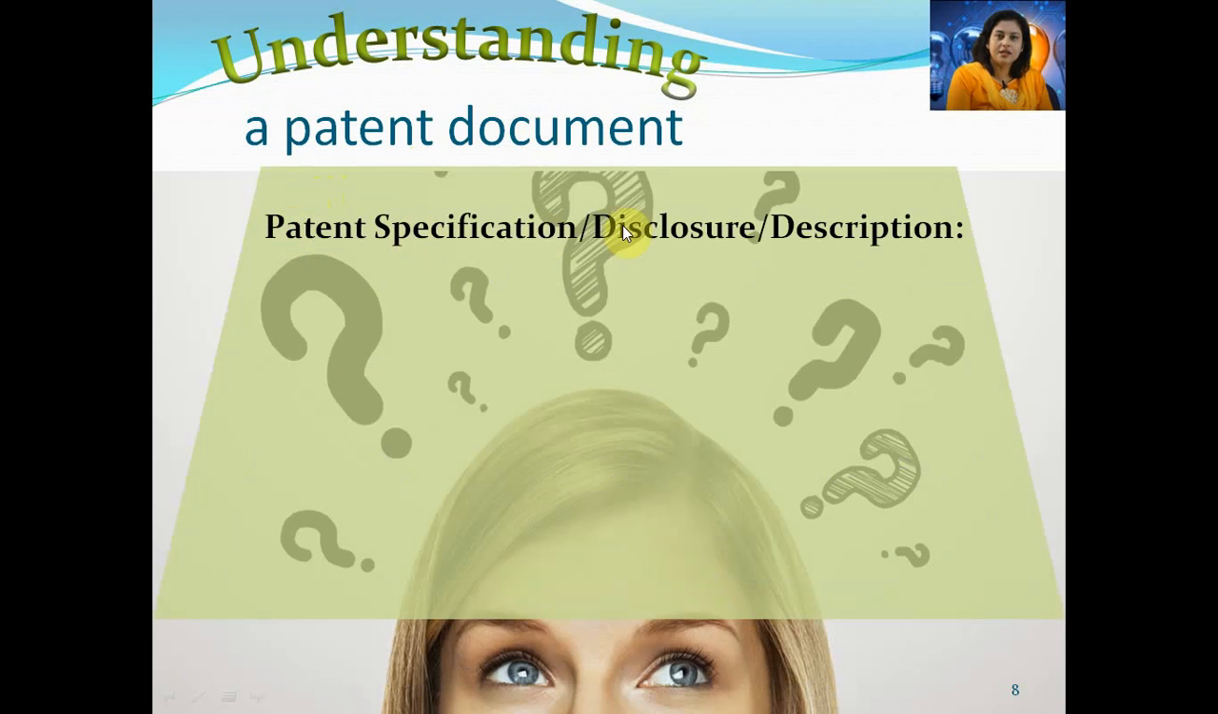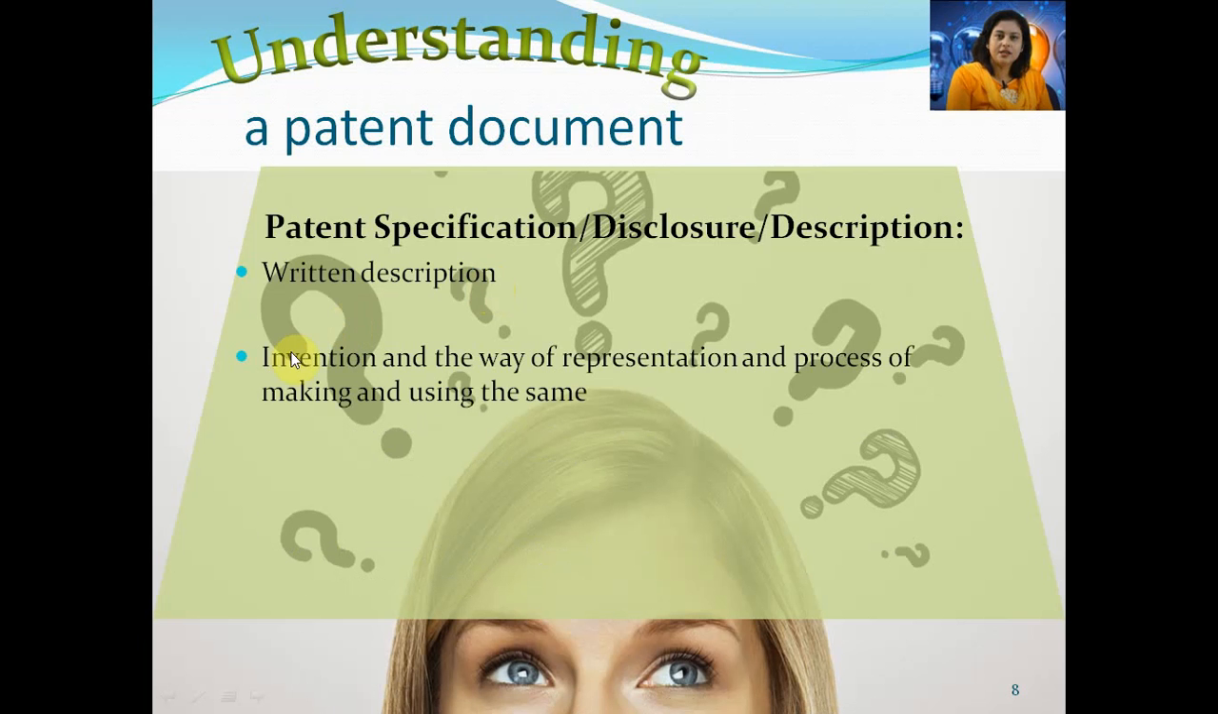Patent specification, disclosure and description. The written description followed by the front page is called a patent specification. Basically, a patent specification is a written description of the invention and the way of representation and process of making and using the same. A patent specification consists of general description of the invention, claims and drawings.